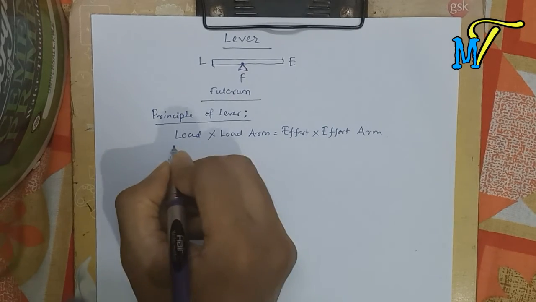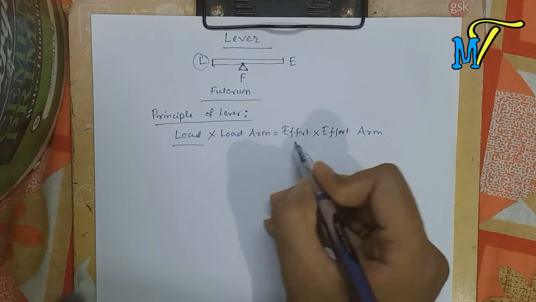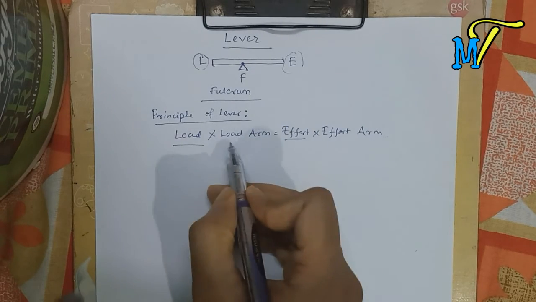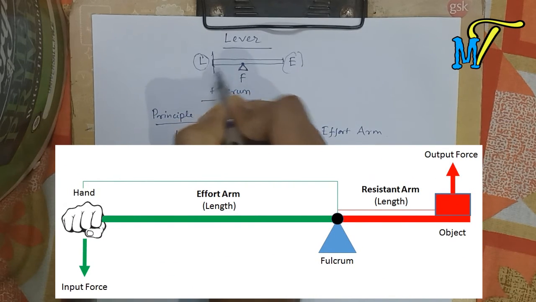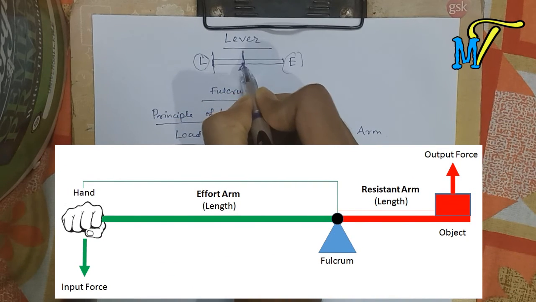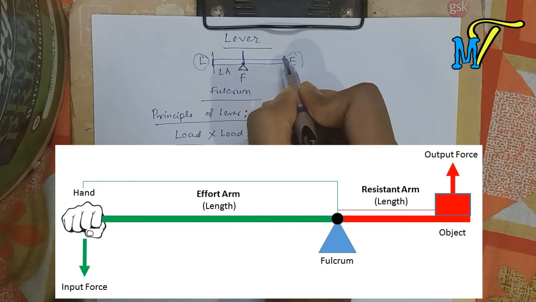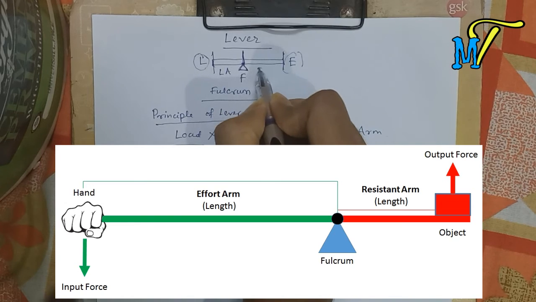Now what is load? This is the load L. Load means it is a force. And what is effort? Effort is also a force. Now what about the load arm? The distance between this end and the fulcrum is the load arm. And what is the effort arm? It is the distance from the effort up to the fulcrum.